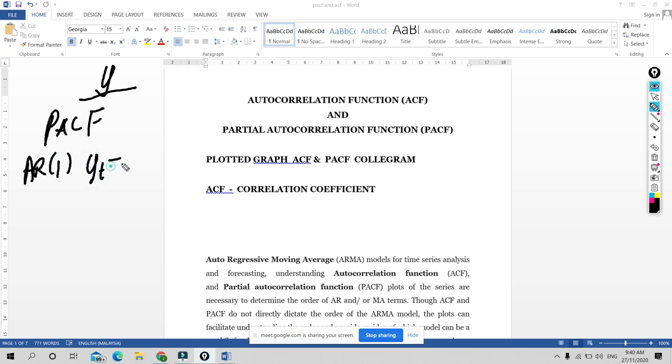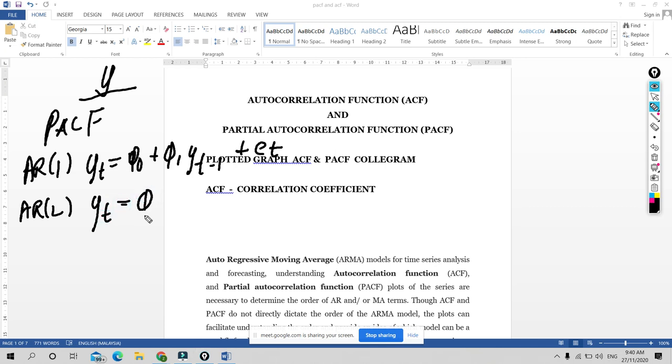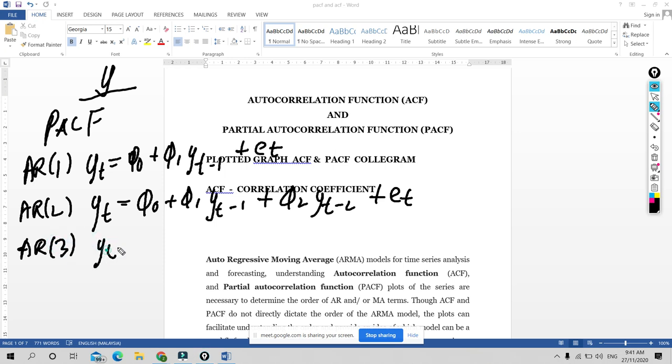And then you have ARN, for example ARP, or we can use ARP or ARN. ARP is YT equal to phi naught plus phi 1 YT minus 1 plus phi 2 YT minus 2 plus phi 3 YT minus 3 plus dot dot dot plus phi p YT minus p plus epsilon T. These are up to ARP.